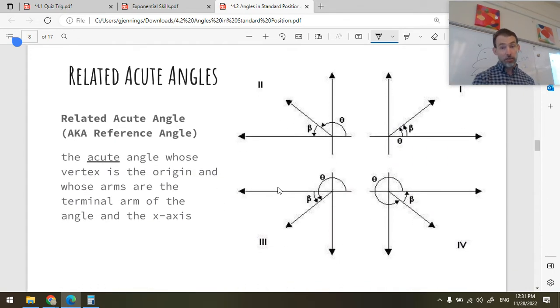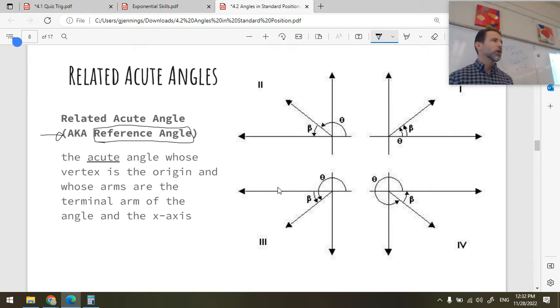Cool. Now, let's take a look at this idea of related acute angles. This is going to be key for you to expand that knowledge that you have between 0 and 90 degrees to other quadrants. All of these different angles have what are called related acute angles, and we're going to find relationships between their trigonometric ratios and the trigonometric ratios of their related acute angles. They're also called reference angles, and I usually call them reference angles.